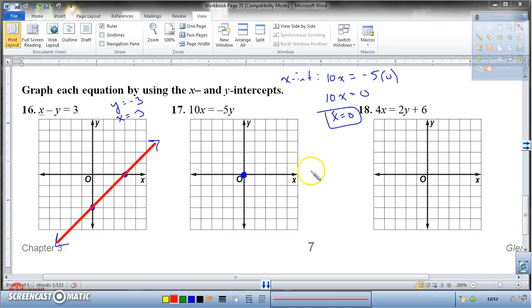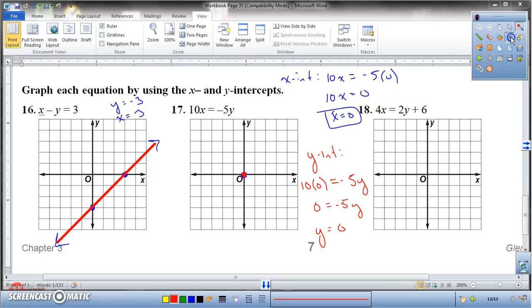And then to find my y-intercept, I'm going to plug in 0 for x. So 10 times 0 is equal to -5y. And again, I end up with 0 is equal to -5y. Okay, so y is equal to 0. So my x-intercept is 0, 0. My y-intercept is also 0, 0.